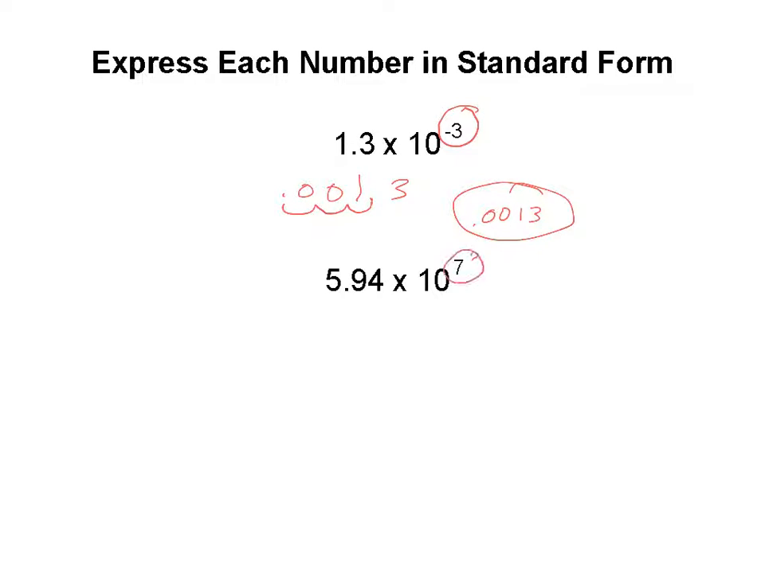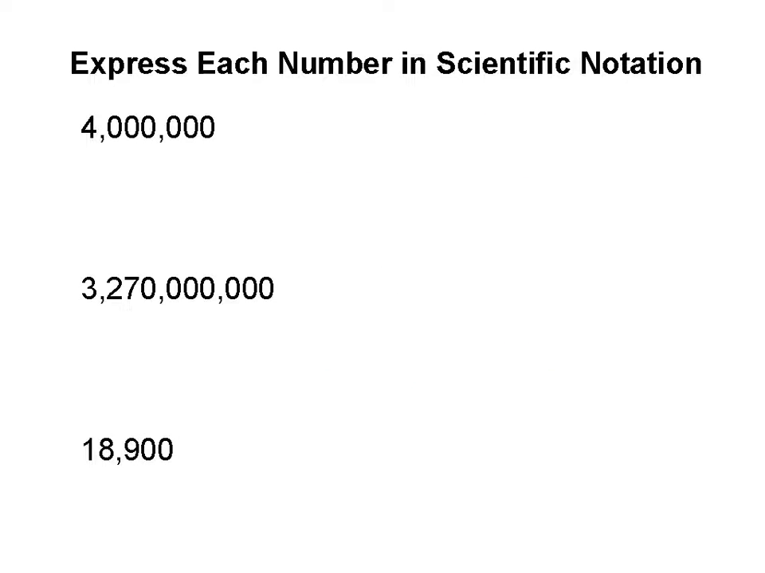How about this one? Notice we're going to move it 7 to the right. So here's where it used to be. So we're going to go 1, 2, 3, 4, 5, 6, 7. Fill in all those extra loops and bring it right there. And then don't forget your commas. Remember, when you're doing commas, you always start from the right and move your way to the left. Every 3, you put a comma. 1, 2, 3, comma, 1, 2, 3, comma. So that would be 59,400,000.